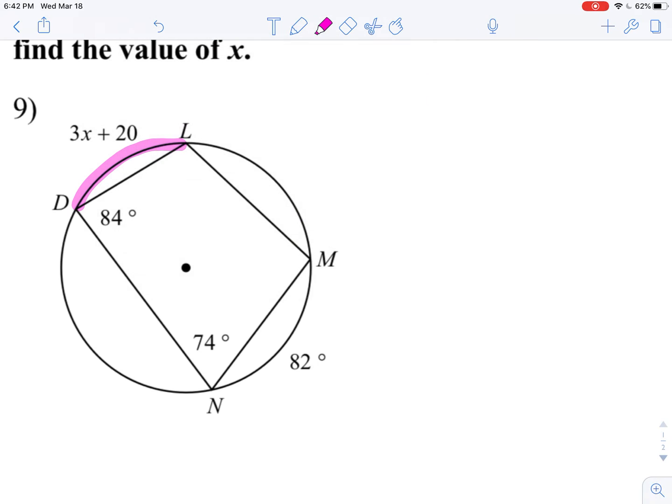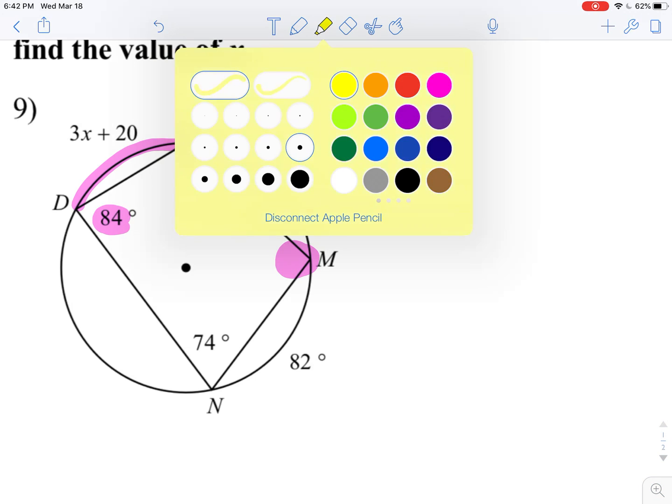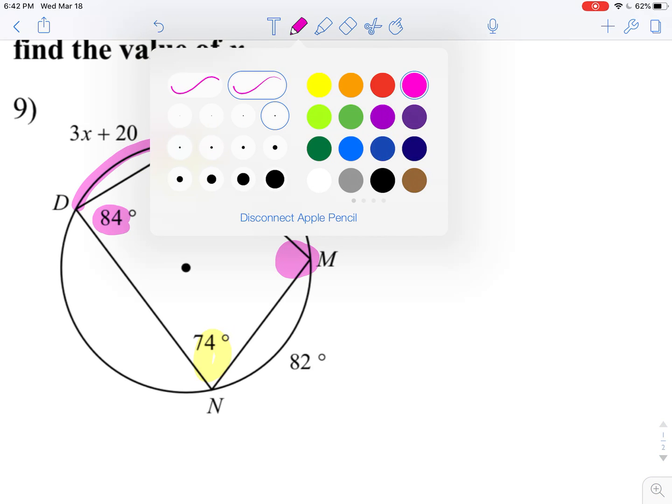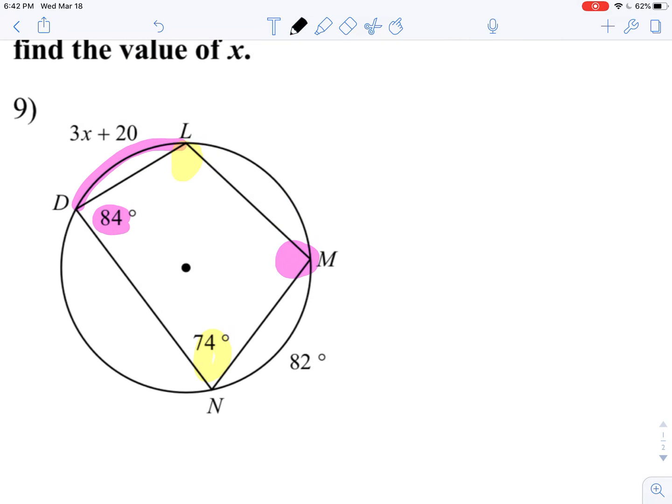So let's find our opposite angles here. So M is opposite of D, N is opposite of L. So 84 and M have to add to 180, so this must be 96. And L has to add with 74 to get 180, so this must be 106 degrees.